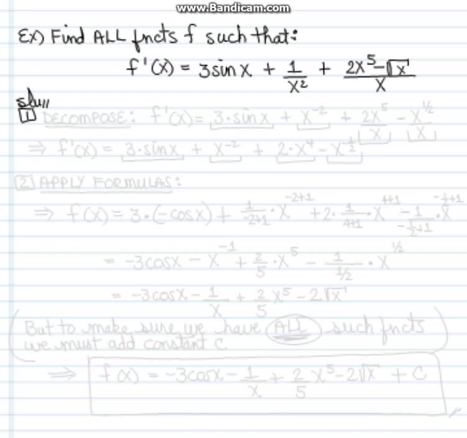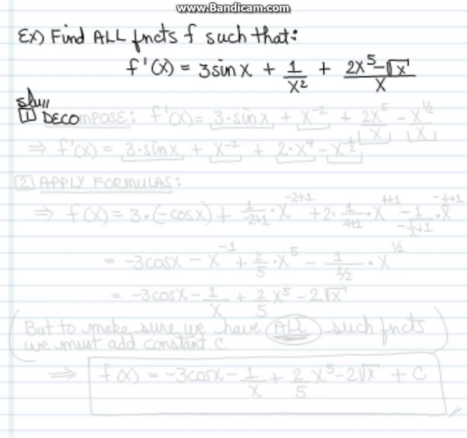Okay, we're asked to find all functions f such that the derivative of f is equal to 3 times the sine of x plus 1 over x squared plus (2x to the fifth minus the square root of x) all over x. The reason they ask us to find all functions is that they want us to add the arbitrary constant c at the end, after we carefully decipher each term and evaluate f for each of those. In other words, we're actually looking for antiderivatives here, if you think about it.